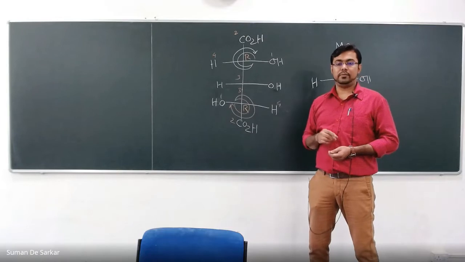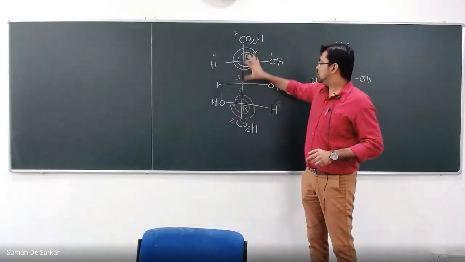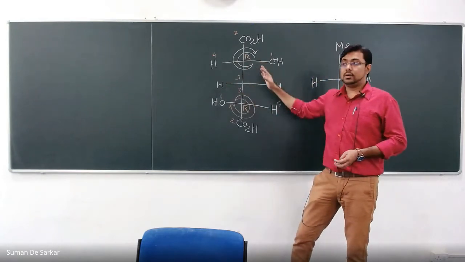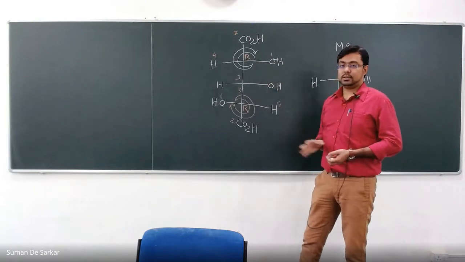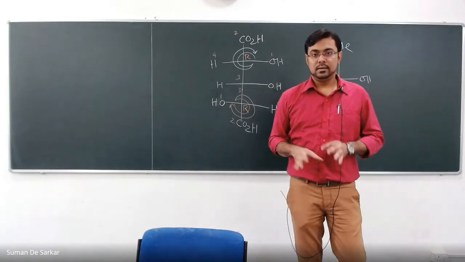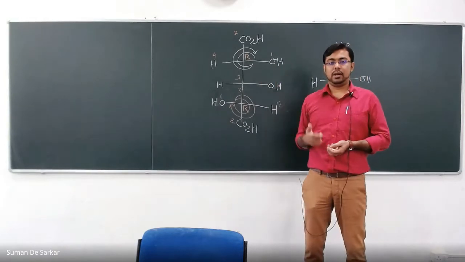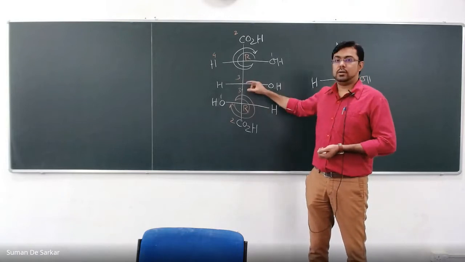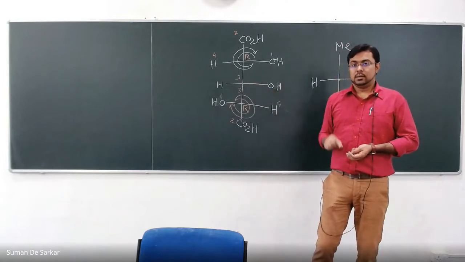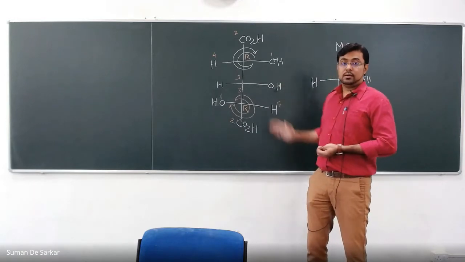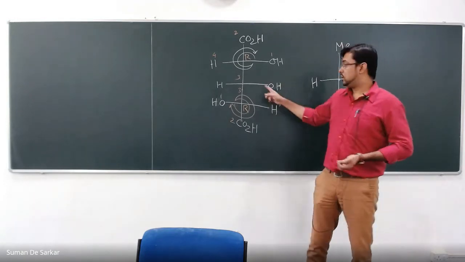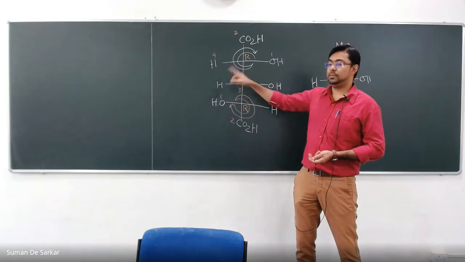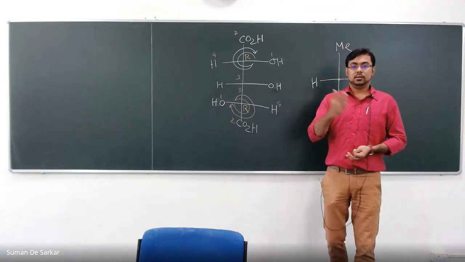If you recall the previous class, one was R, one was S. In both the cases, it doesn't matter if you put it here or here, it was one R, one S. That means these two are not identical. Then we said that the R one will get higher priority. Then we could assign one absolute configuration, but it was a small r or small s, because on taking reflection the absolute configuration was not changing. Which one is a small r remained small r, which one is a small s remained small s.